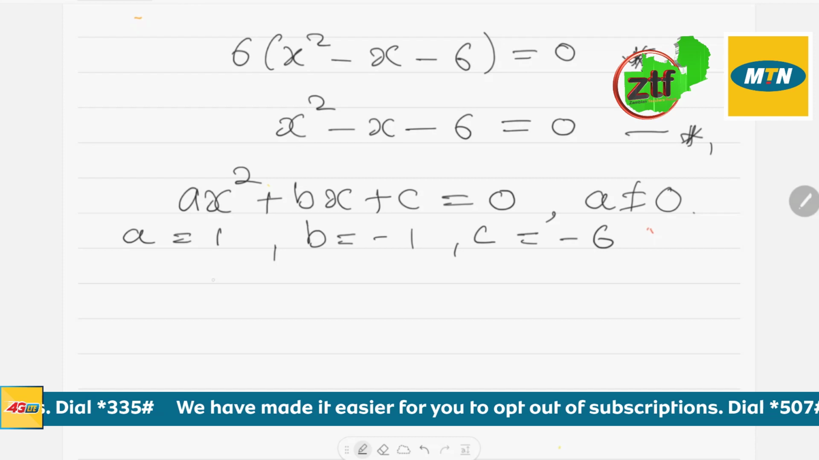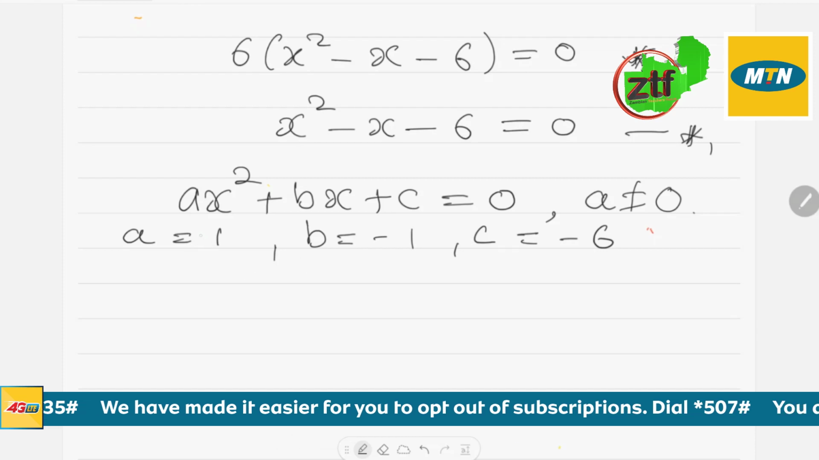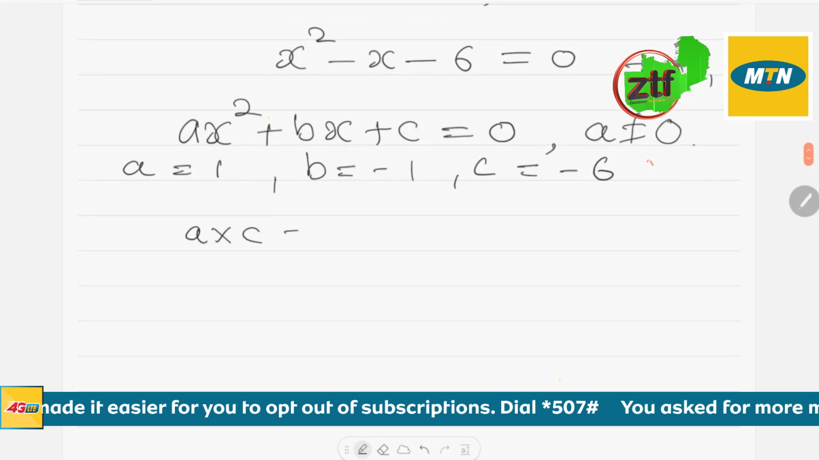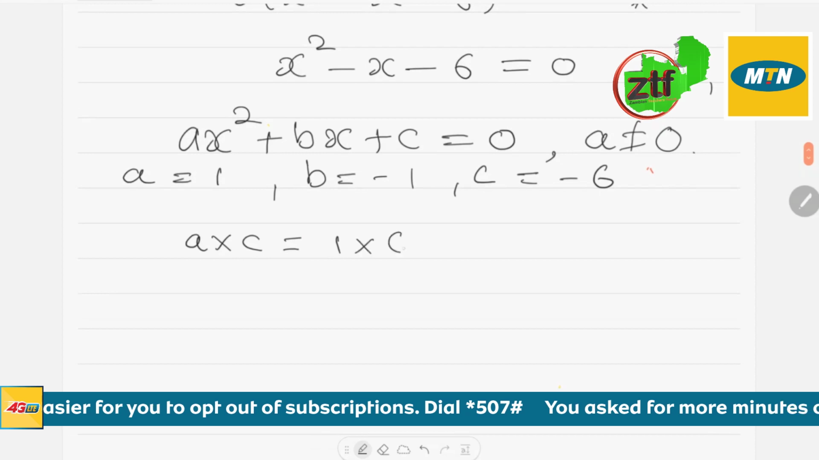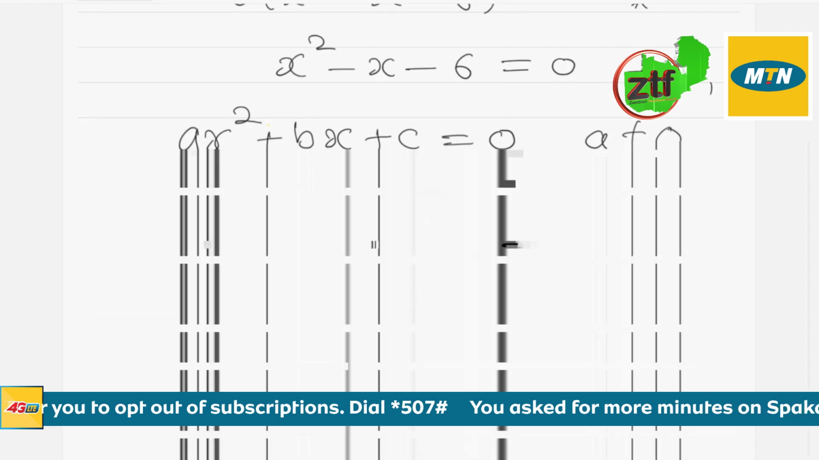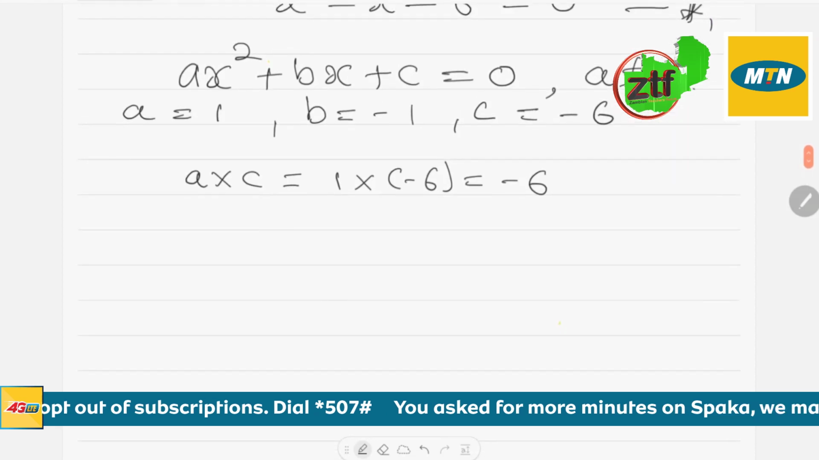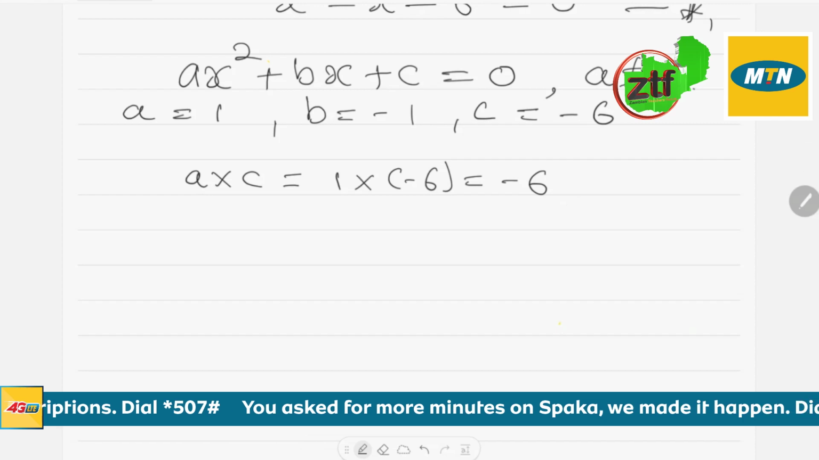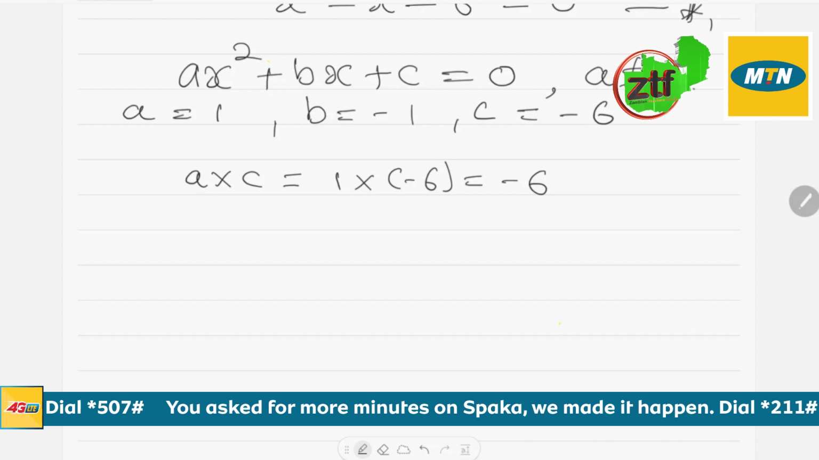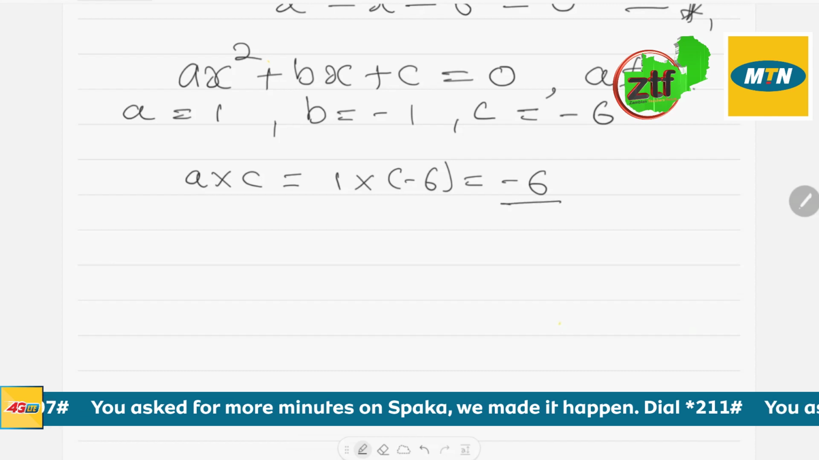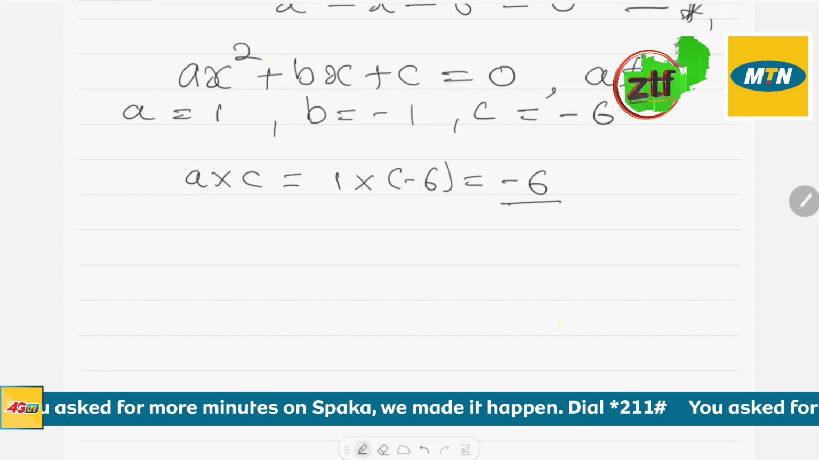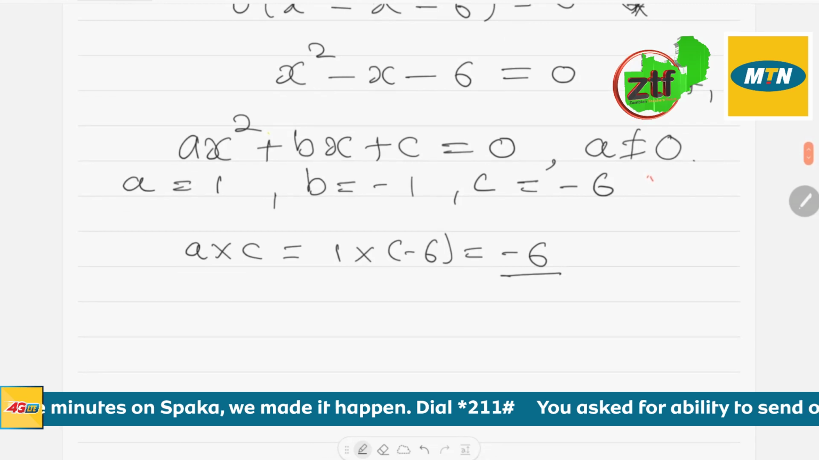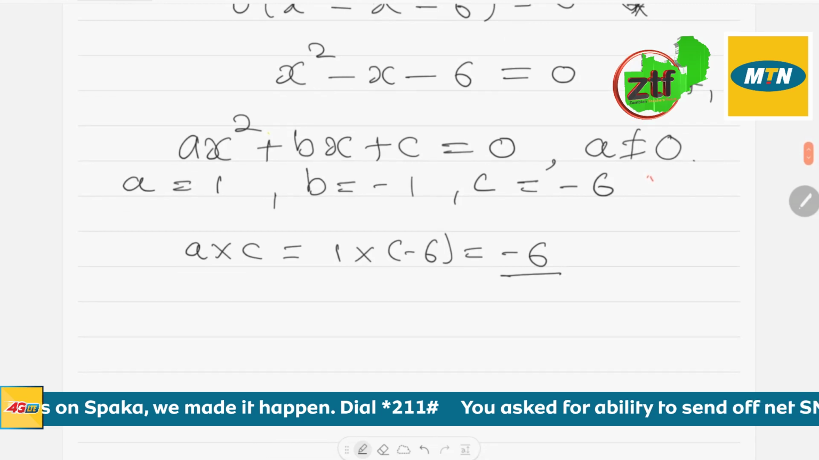So what you need to do is that you find the product of a and c. So the product of a and c, which is a times c, will give us 1 times negative 6, which will give us negative 6. Then what you need to do is look for factors of 6 which, when you multiply them, you get the product of a and c, but when you add them, you get the coefficient of x, which is b.